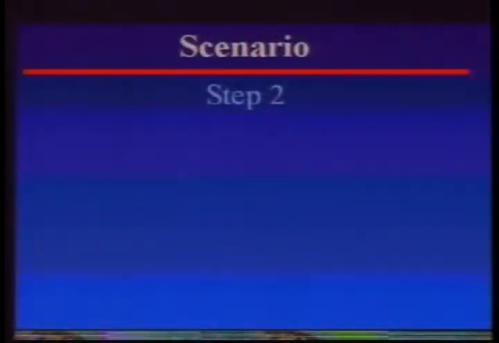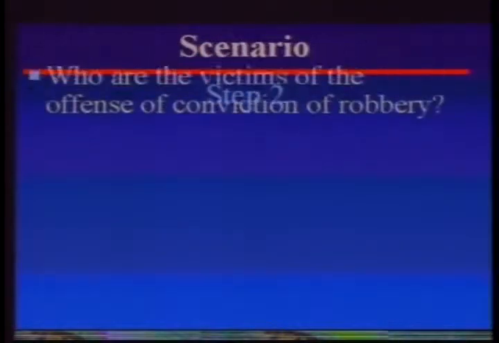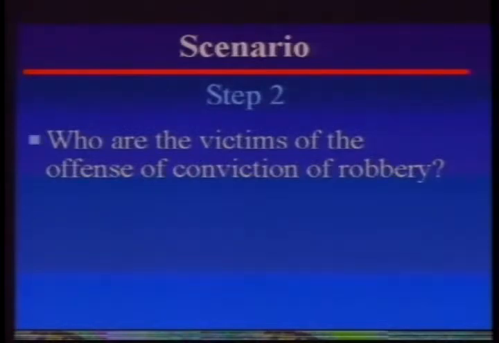Good. You want to take us on into the scenario now, applying this step 2 with this case law? Let's utilize our scenario and try to use step 2. And the question we have is, who are the victims of the offense of conviction of robbery? How about the bank? Okay, anyone out there want to tell me why you think the bank would or would not be a victim of this offense of conviction of robbery, and if so, why?